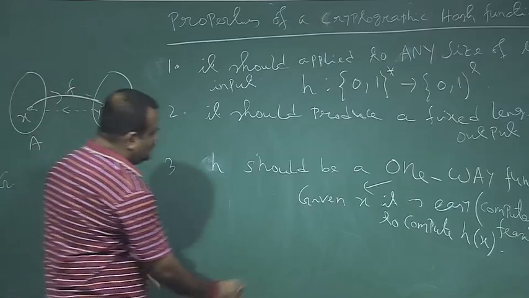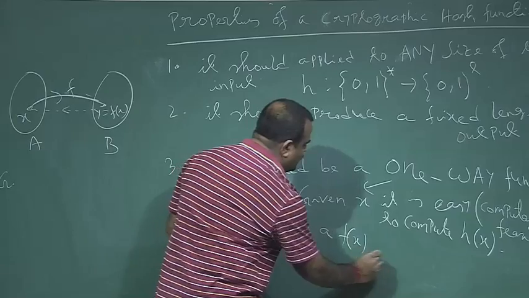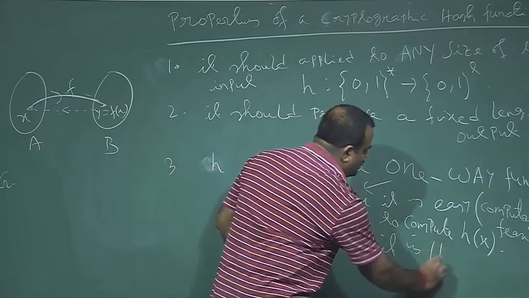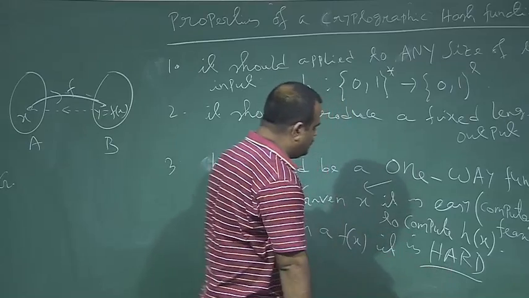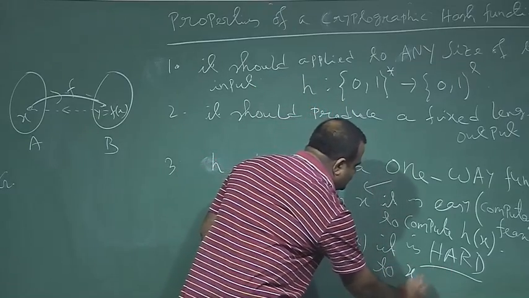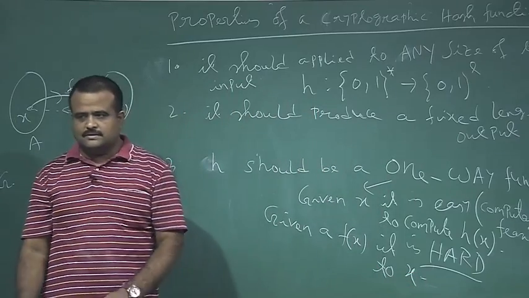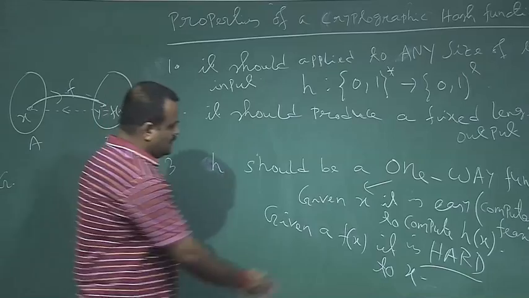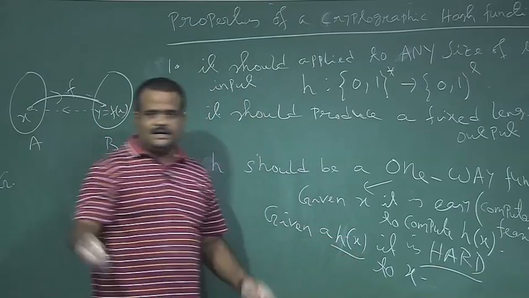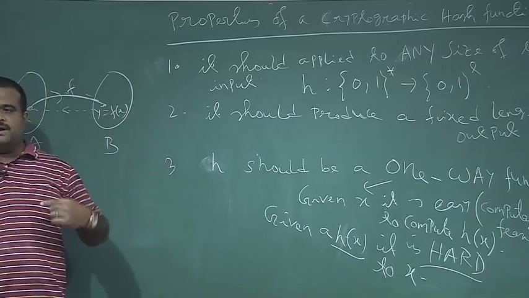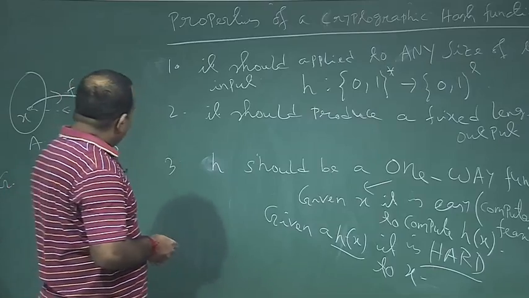But given f of x, it is hard to get x. Hard means again computationally infeasible. So, that means it is hard to invert. Given f of x, here f is h basically, given h of x it is hard to get x. So, it is very difficult to invert. That is the hardness. That is the one-way function. Okay.